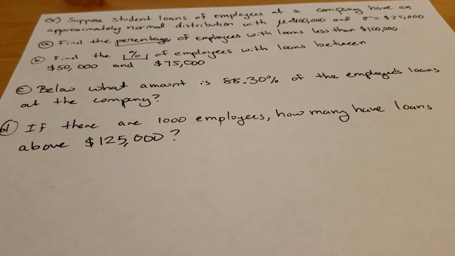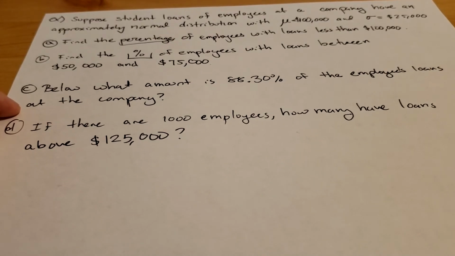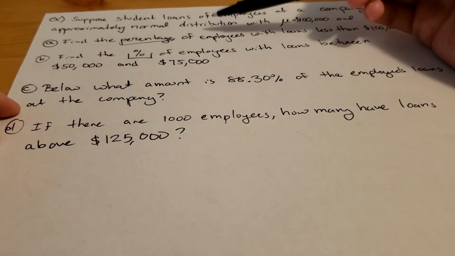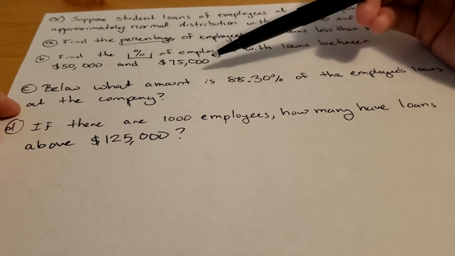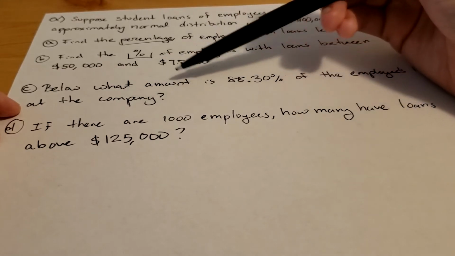Now we'll take a look at part C. Below what amount is 88.3% of the employees' loans at the company? So what tells us that this problem is going to be an inverse normal curve problem is the fact that they're giving us a percent. In parts A and B, they were asking us to find a percent. Now we're being given a percent, and they're asking what amount.